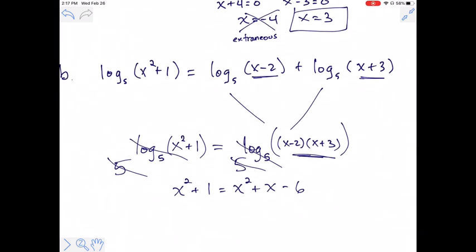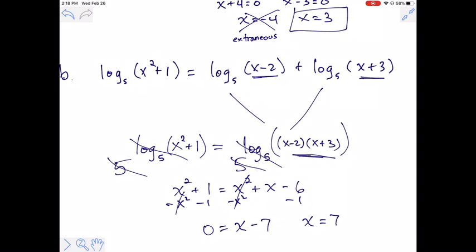And again, this seems like it might be a quadratic equation, and the only way that you want to solve a quadratic equation is to get one side equal to 0. So I'm going to subtract here and get 0 equals, but now the quadratic terms cancel, so we have x minus 7. Adding the 7 back over gives us x equals 7.